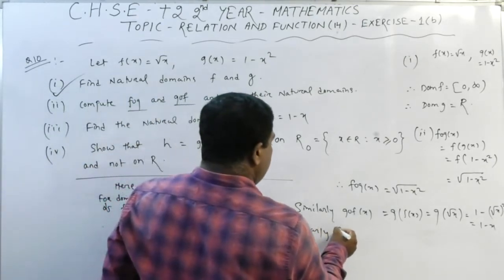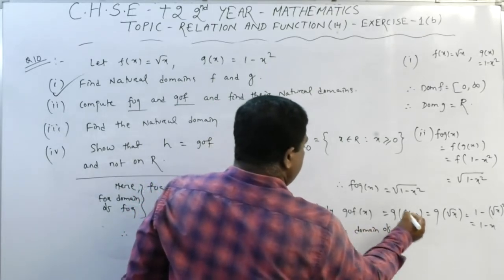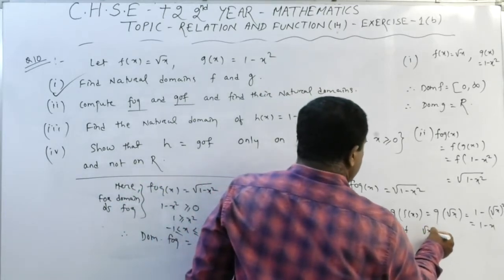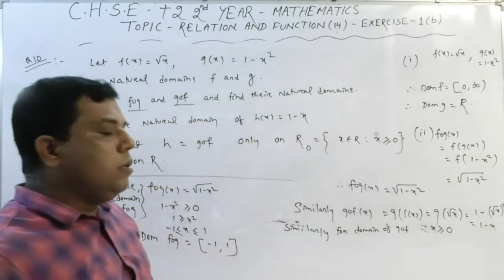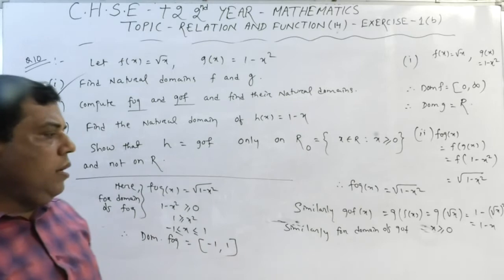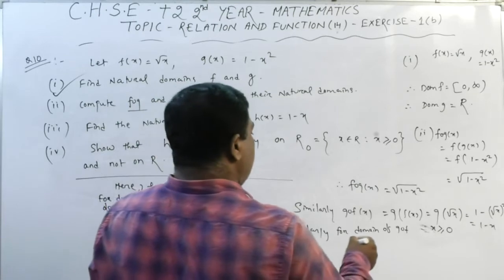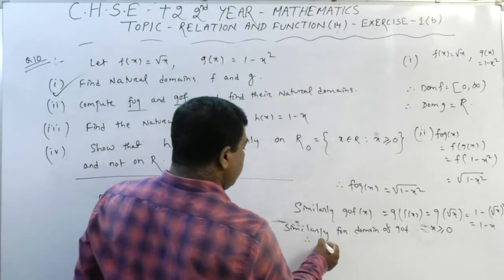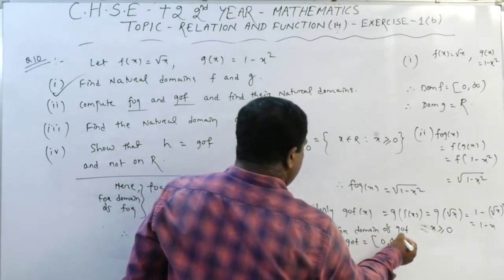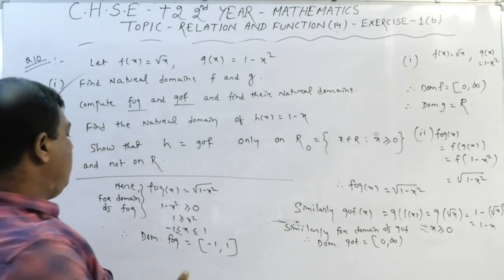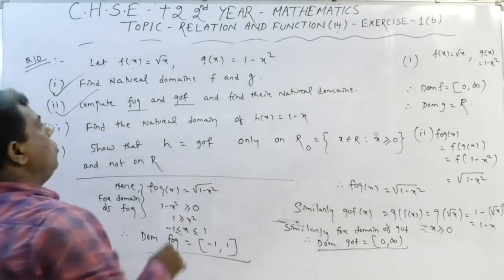Similarly, for the domain of the gof function, what should happen? Root x should be defined, so x should be greater than or equal to 0. Okay. So it is like this. Clear? So the domain of gof is 0 to infinity. Okay. So now we are able to find the domain of fog, and we are able to find the domain of gof.